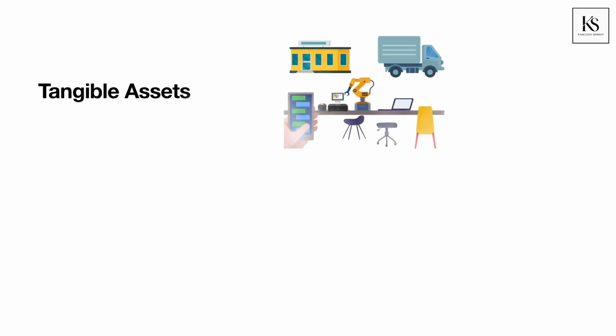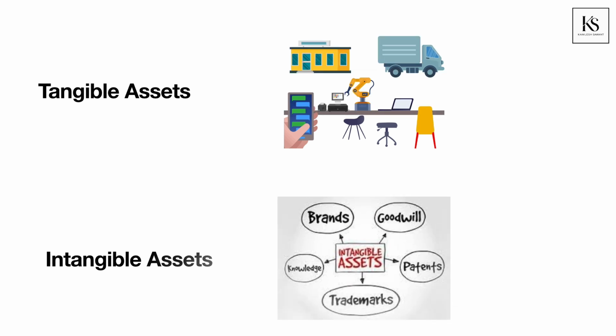A tangible asset is one which has a physical form and provides an economic value to the company. For example, laptop, printer, car, plants and machineries, buildings, etc. An intangible asset is something that does not have a physical form but still provides an economic value to the company, such as brand value, trademarks, copyrights, patents, franchises, customer lists, etc.